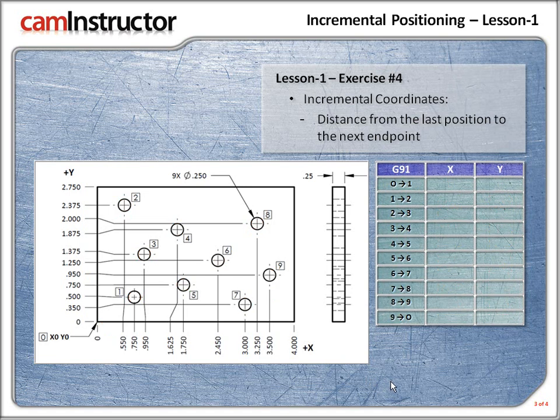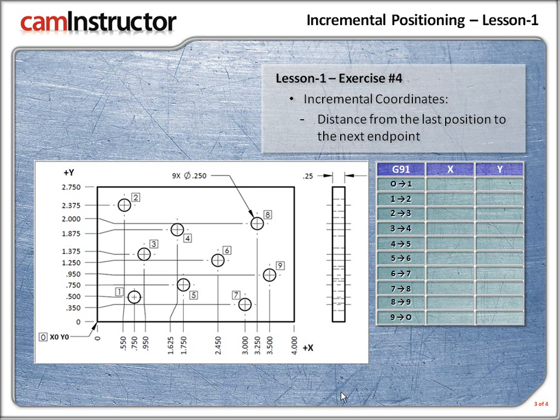Now we're changing gears, and for this exercise we're going to figure out the incremental coordinates for position 1 through 9. Now G91 is the code to let the CNC machine know that the coordinates are in incremental. And just a reminder, with incremental we're figuring out the distance from the last position to the next endpoint. And we also need to identify if it's a positive or a negative direction.